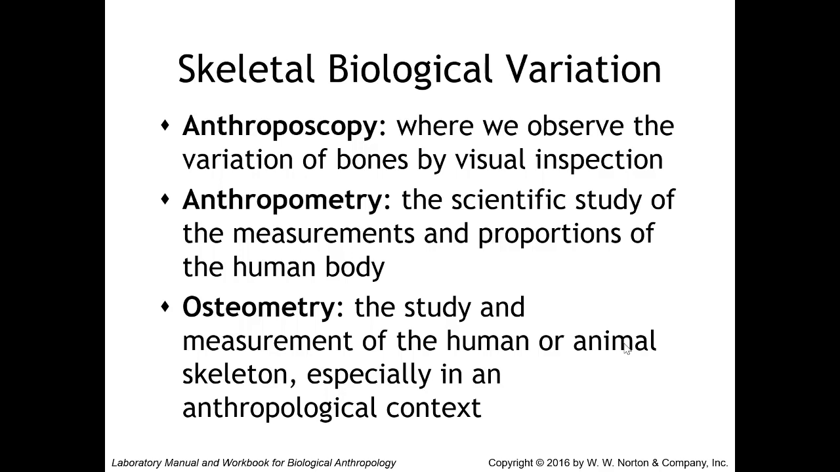And then we have osteometry. Osteometry is the study and measurement of the human or animal skeleton, especially in an anthropological context. So those are different ways that we look at skeletal biological variation. Both qualitative and quantitative approaches are used in bioarchaeology and forensic anthropology to learn more about the lives and the identities of individuals from their skeletal remains.